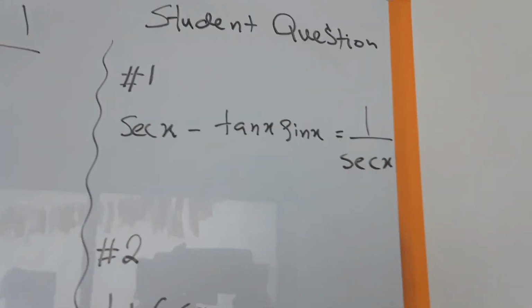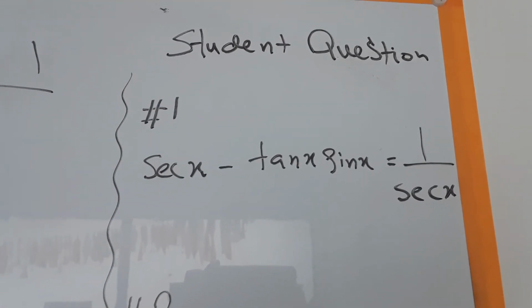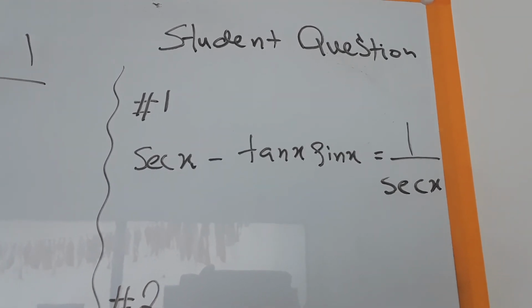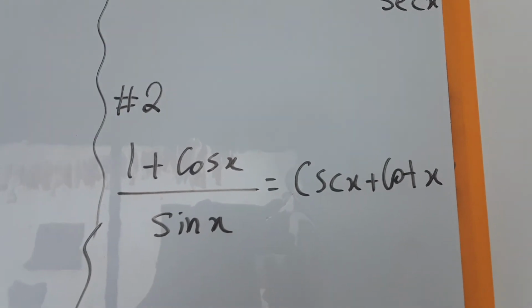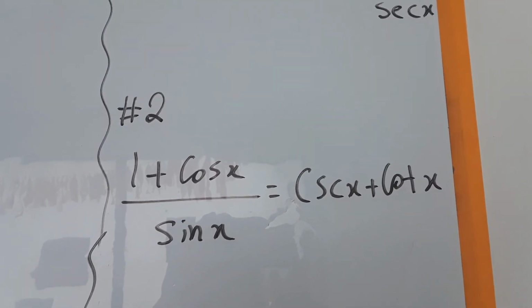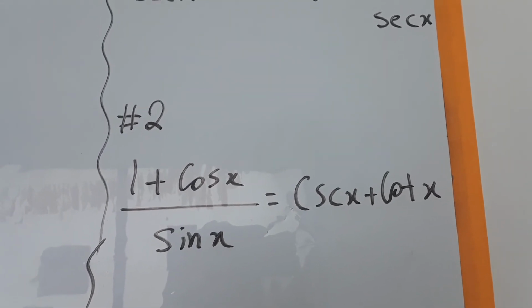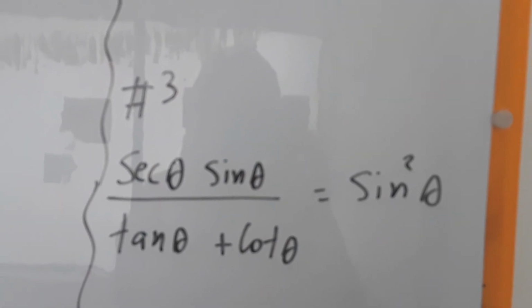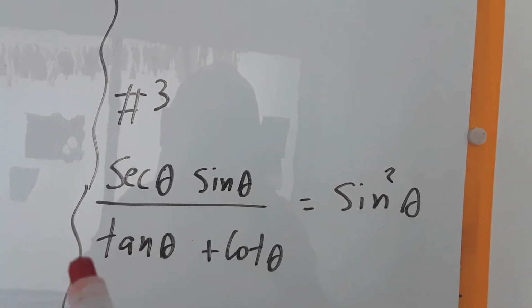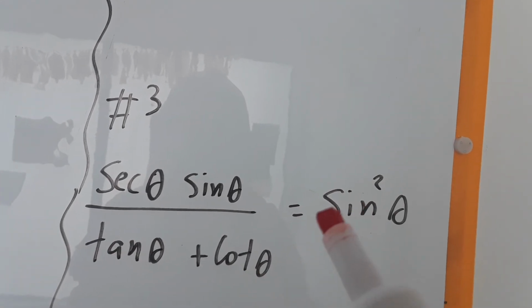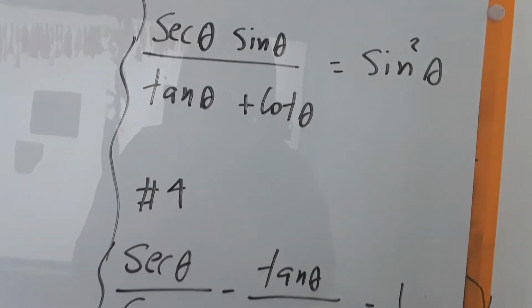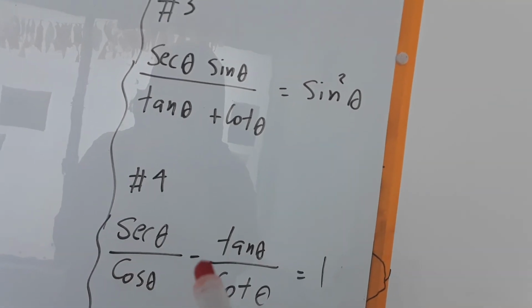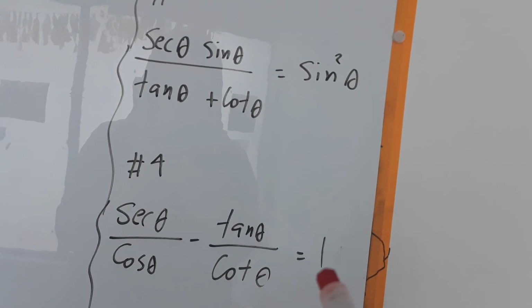Now, my student, I want you to do these questions. First one, secant x minus tan x sine x is 1 over secant x. Question number 2, 1 plus cosine x over sine x equal to cosecant x plus cotan x. Question number 3, secant theta multiplied by sine theta divided by tan theta, cotan theta is equal to sine power 2 theta. Number 4, secant theta divided by cosine theta minus tan theta over cotan theta is equal to 1.